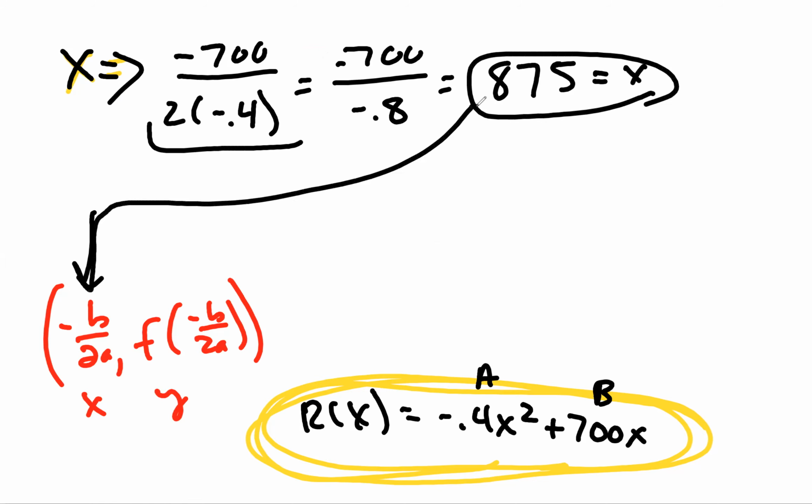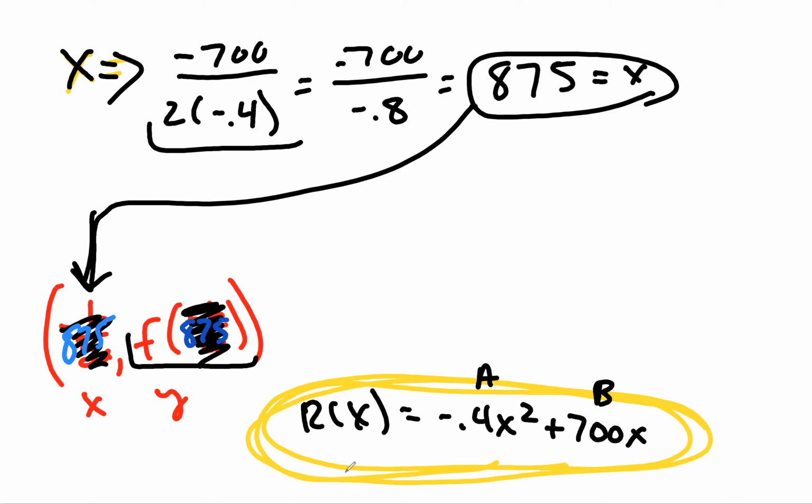Okay, I just figured out my x value. But that's not my whole answer. I need how much money. Not how many, but how much money. And so once I have the x value, what this says right here, f of, just means instead of the opposite of b over 2a, I figured that was actually equal to 875. And so instead of me doing f of the opposite of b over 2a, I'm going to stick in that place 875.